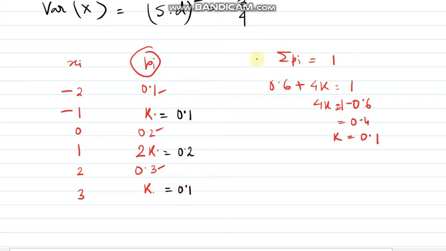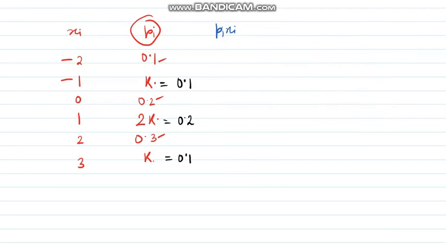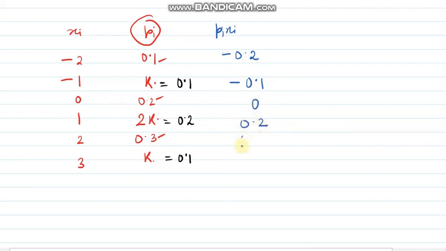Right? So now further, if I proceed and try to draw the table like the previous one, the first column that we will find is pixi. Let me erase this, because I need to extend the table. So first pixi will be minus 0.2, minus 0.1, 0, 0.2, 0.6, and 0.3. If I add this, then summation pixi is equal to 0.8.